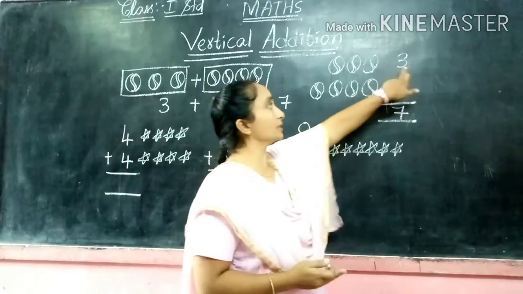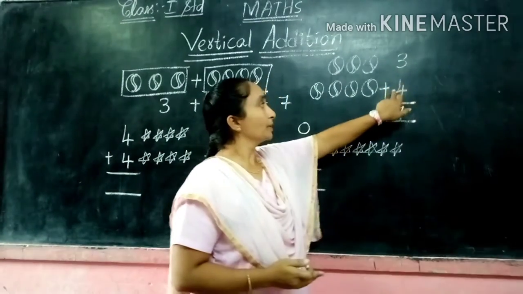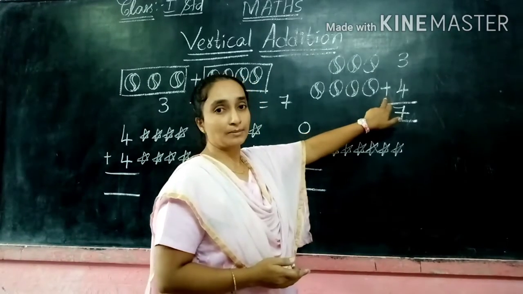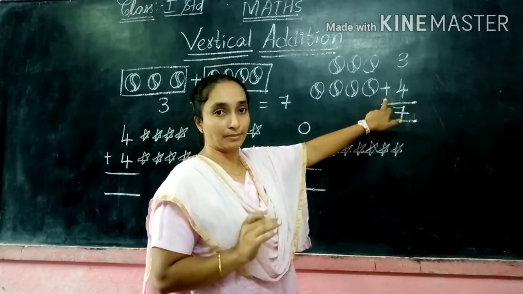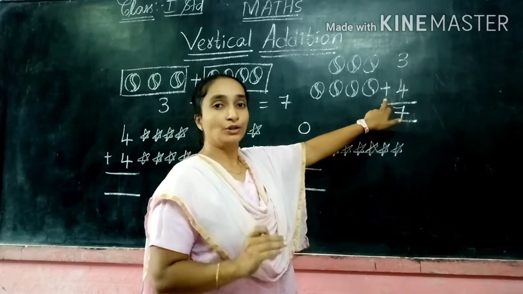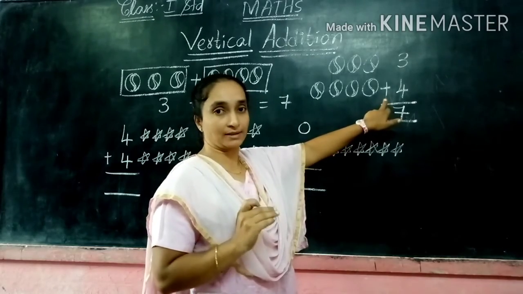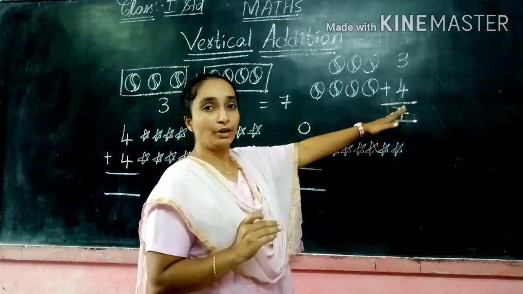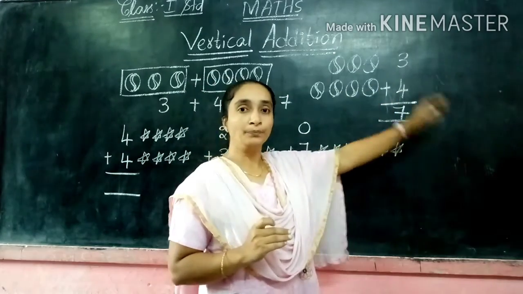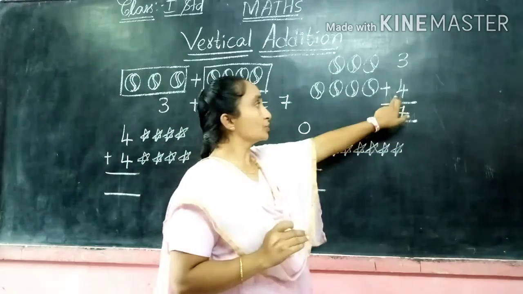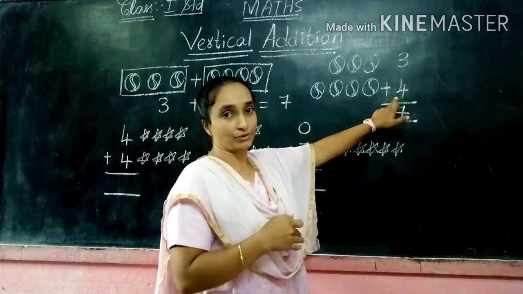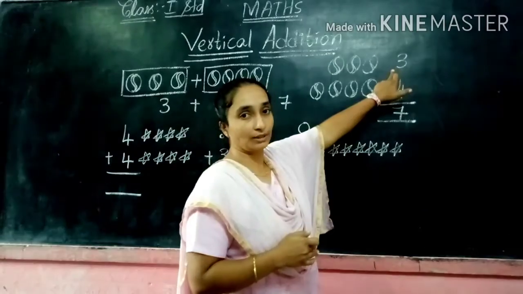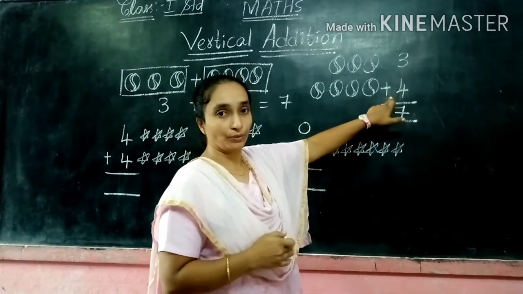Here we can see, children, I have written 3, and the plus symbol is compulsory, children. You must write the symbol there. When you are doing the addition, you have to keep the plus symbol before the number, not after the number. The second number, which comes down, must have the symbol before it. So here I have written 3 and here I have written 4.